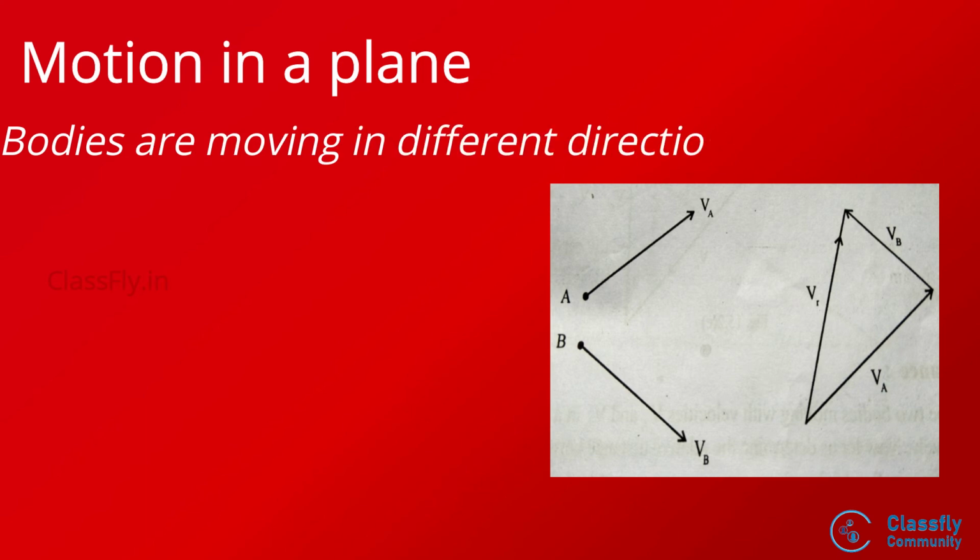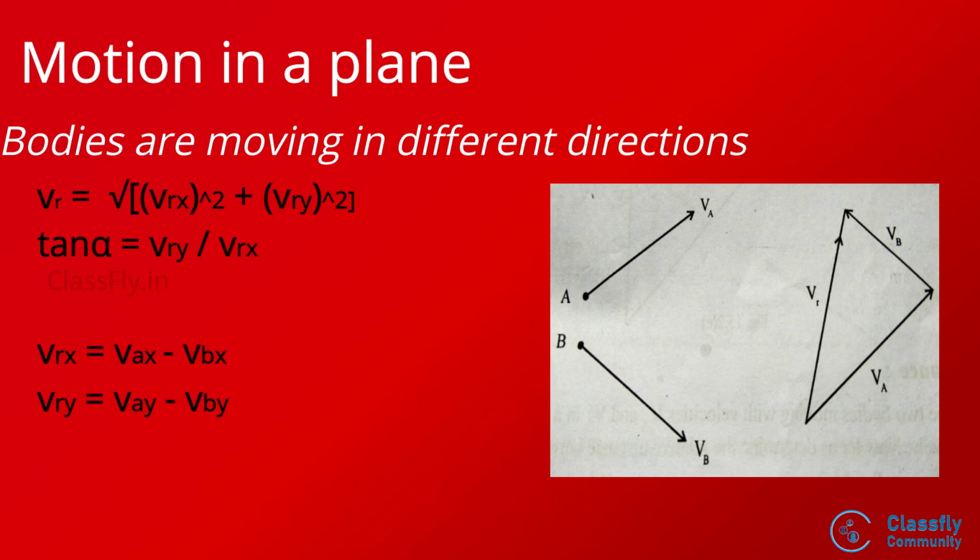Hence, here the relative velocity Vr is given by the root of Vrx squared plus Vry squared, and the direction of the velocity, tan alpha, is given by Vry by Vrx, where Vrx is nothing but the relative velocity of the bodies in the x direction, that is Vax minus Vbx, and Vry is the relative velocity of the bodies in the y direction, that is Vay minus Vby, where Vax and Vbx are the components of the velocity in the x direction and Vay and Vby are the components of the velocity in the y direction.